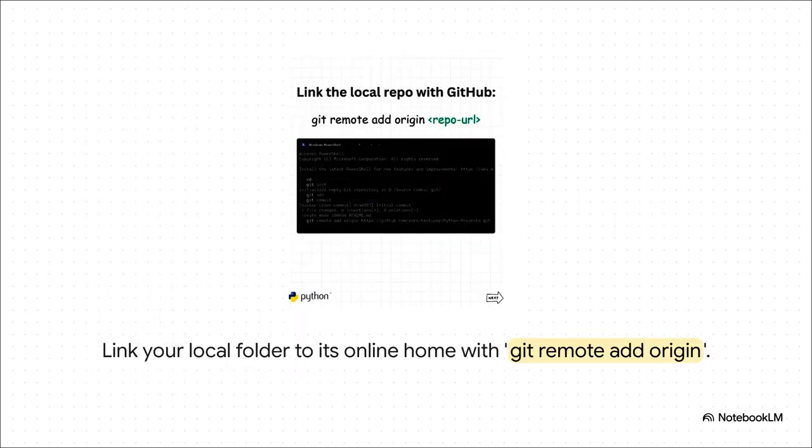All right, back to the command line one last time. We're going to type git remote add origin and then just paste that URL you copied. All this command does is tell your local folder, hey, when it's time to go, that address is where you're going. It's like drawing the map.